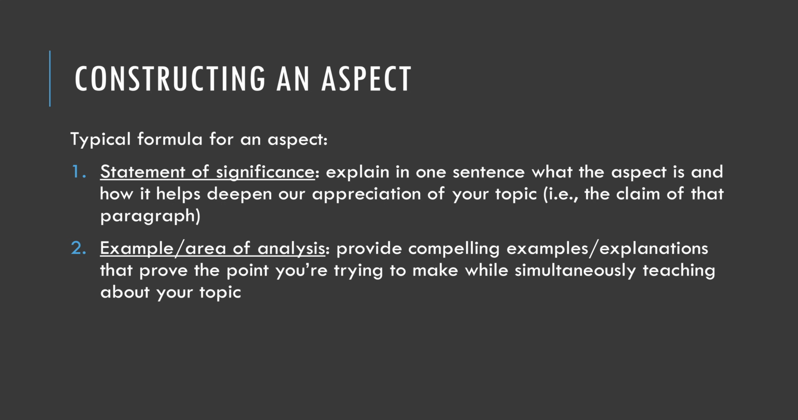Number 2 is where you give the example or area of analysis. This is where you provide the compelling examples or explanations that prove the point you're trying to make in that aspect, in that body paragraph, while simultaneously teaching about your topic. So number 2 is like the main meat of that paragraph. If you're talking about the historical origins of airplanes, this number 2 point right here is where you're really going to dive deep into the Wright brothers and how they developed the plane, et cetera, et cetera.